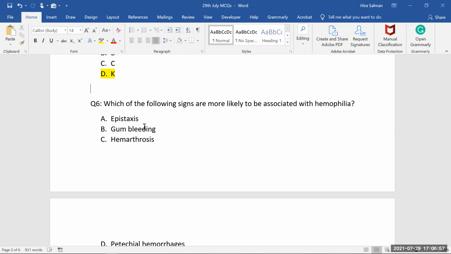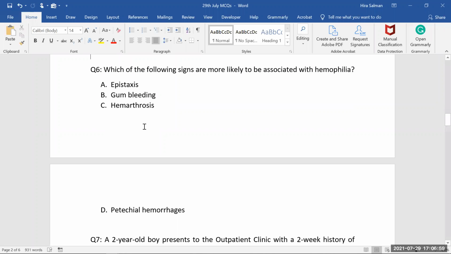But hemarthrosis, you remember, I've emphasized this a lot, because hemarthrosis is the one which is actually showing the severity of the bleeding. And this severity of the bleeding is only because of the deficiency of the clotting factor. Which clotting factor? Most likely 8 and 9. So that's why hemophilic patients usually present with hemarthrosis. So if hemarthrosis is there, you have to make a diagnosis of hemophilia.